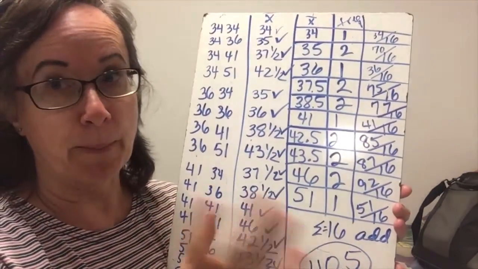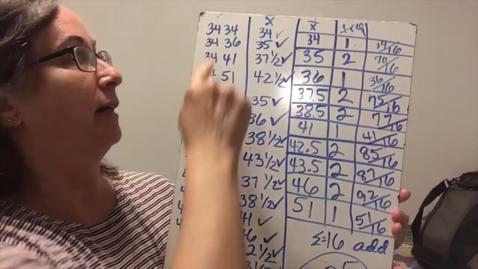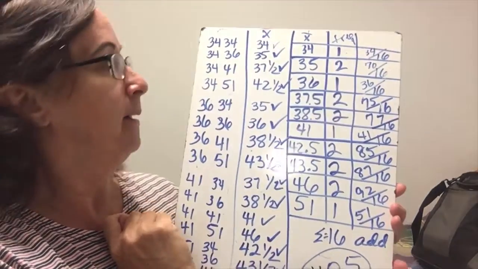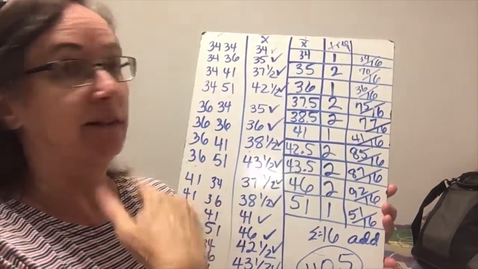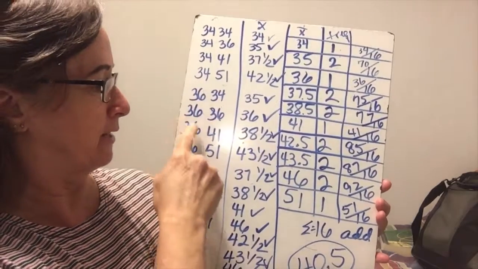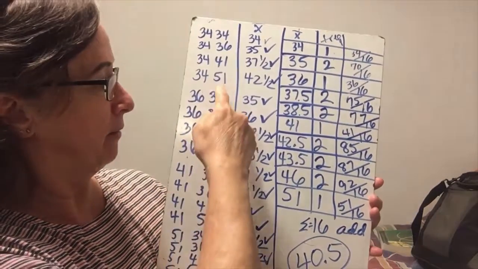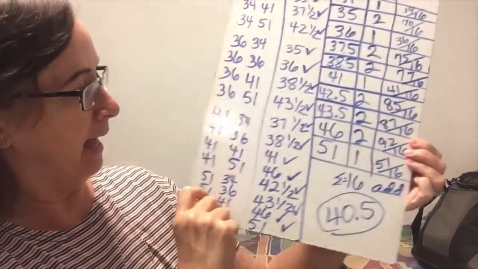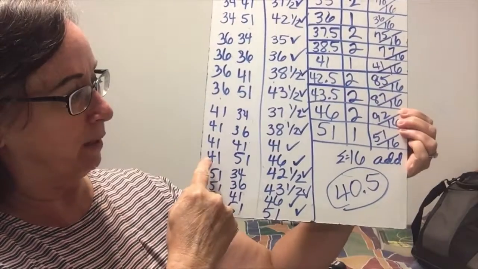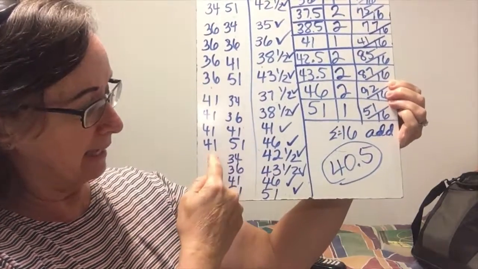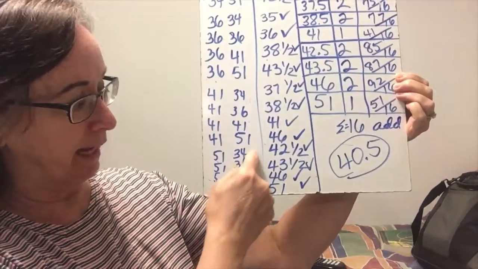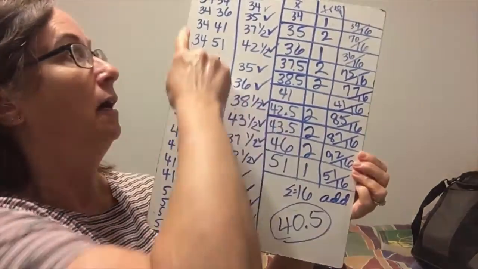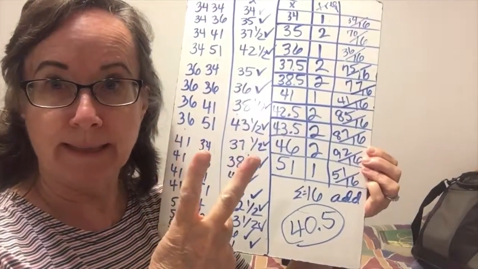Repetition was allowed, so we started out with 34, 34, 34, 36, 34, 41, 34, 51. Now I'm done with 34 in the first slot. So now I'm going to do 36, 36, 36, 36, and then I'm going to put 34, 36, 41, 51. Then I'm done with that. I go to 41, 41, 41, 41 with all 4. And lastly, I do 51, 51 all the way down with all 4. So again, 16 possible combinations for the 2 in the sample.